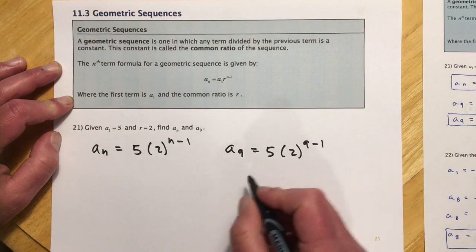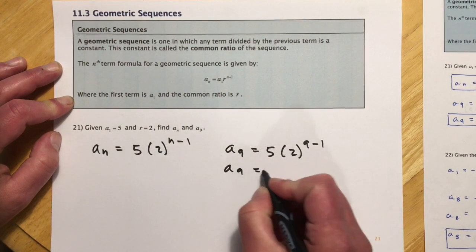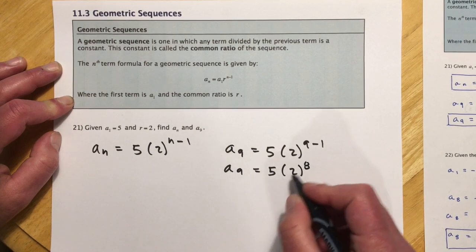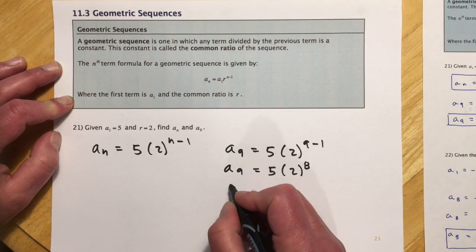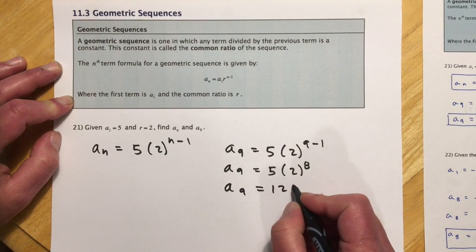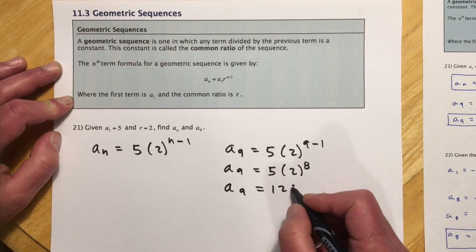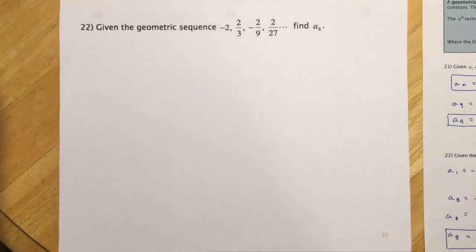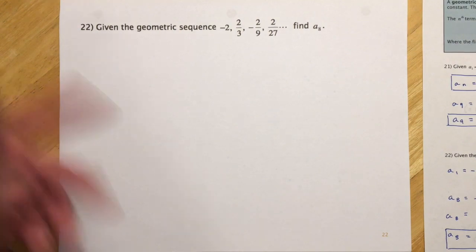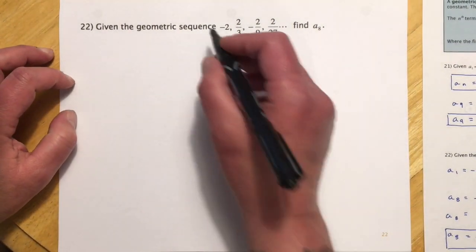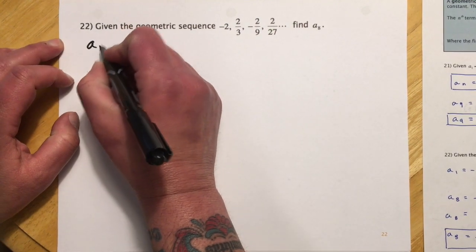So that'll be 9 minus 1 up there. So that's going to be 2 to the 8th. And then if we chunk all that into a calculator, A sub 9 is going to come out 1280. Okay, question 22 we got. Given this geometric sequence, find the 8th term. So again, very similar. We can get A sub 1 right there.